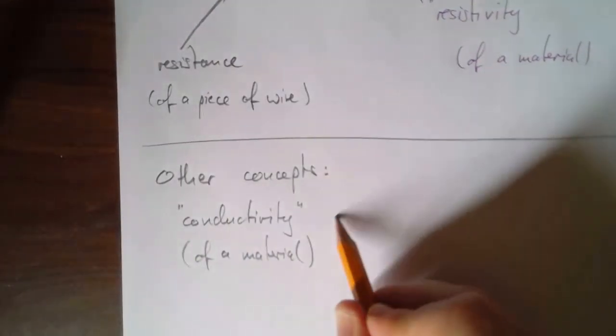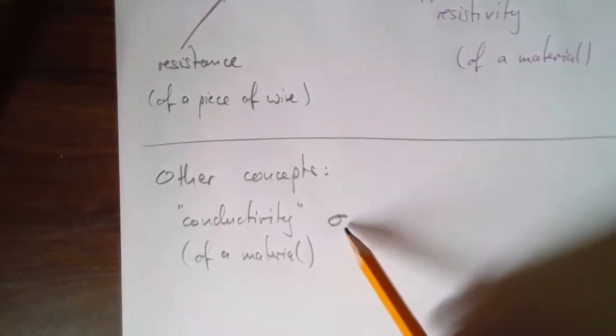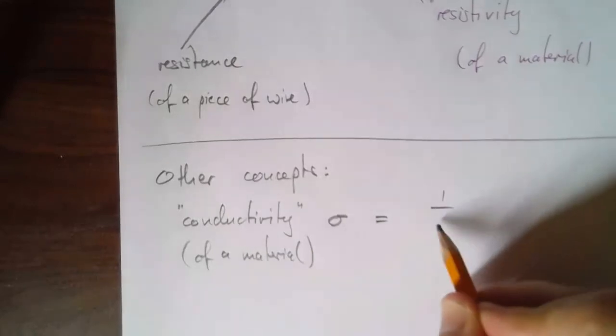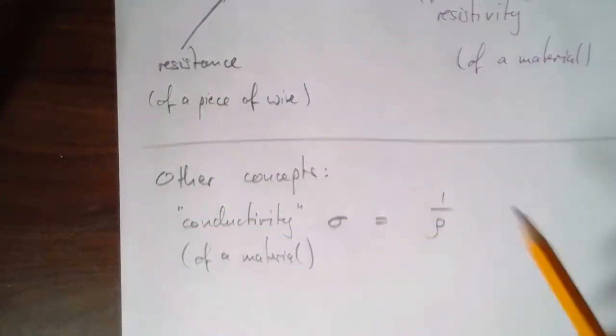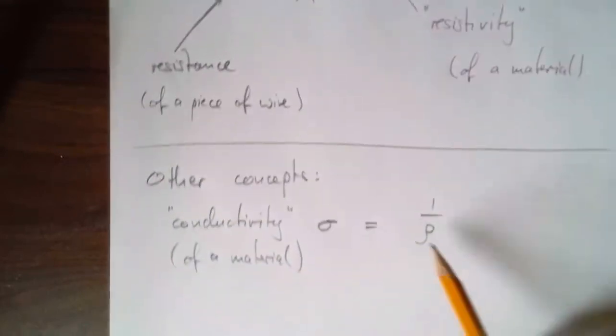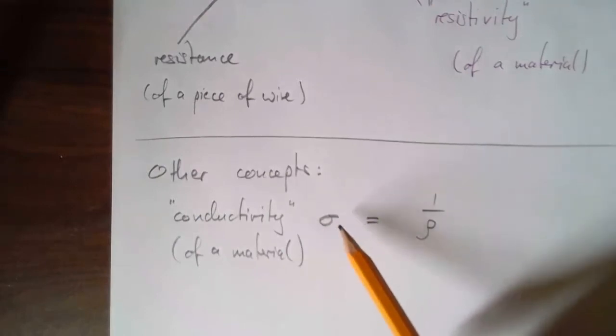And then that's for some reason giving the lowercase sigma as its symbol. I don't know why. That's just 1 over the resistivity. Right? If the resistivity is bigger, it's harder for electrons to go through, harder for current to flow. But lower resistivity means higher conductivity.